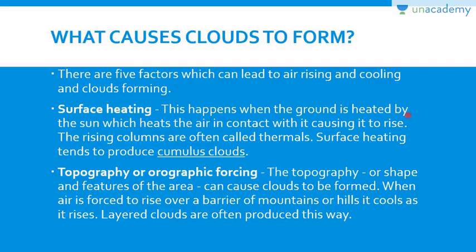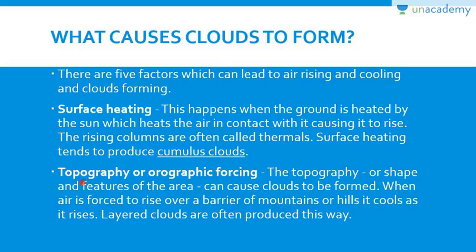This happens when the ground is heated by the sun, which heats the air in contact. So, that is actually the process of evaporation taking place. Right? And in this case, cumulus clouds are formed. Now we'll discuss all these different types of clouds in the next few slides. But first thing is, if there is surface heating, then cloud formation will take place. Why? Because the air is rising, and if it is cooled beyond the level of condensation, then clouds will form.